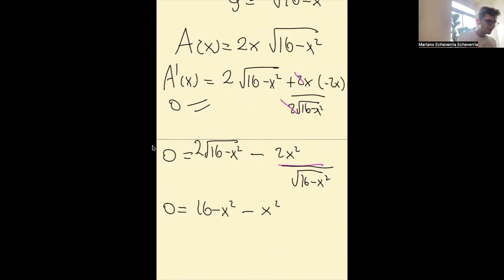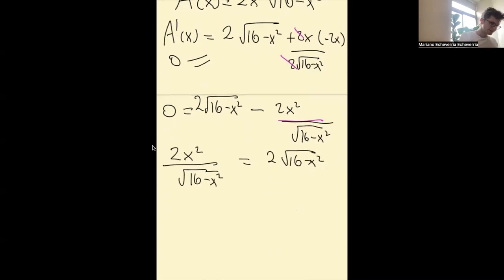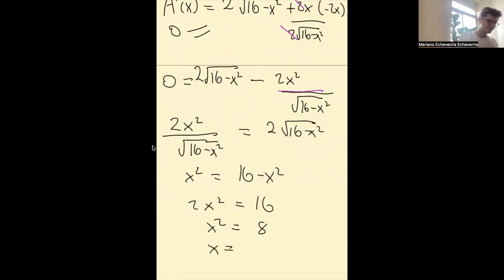Another way to do this is to move the term with the negative to the other side, maybe it will look better this way. So the 2's canceled, and then you multiply both sides by the square root in the denominator, so you get 16 minus x squared. So you get 2x squared equals 16, so x squared equals 8, so x equals 2 root of 2, right?